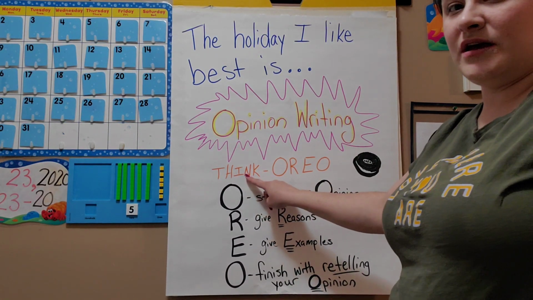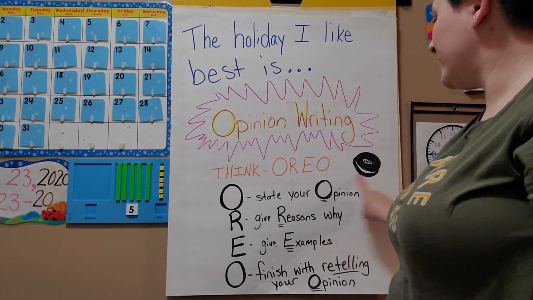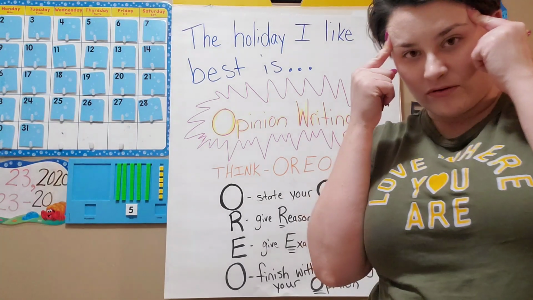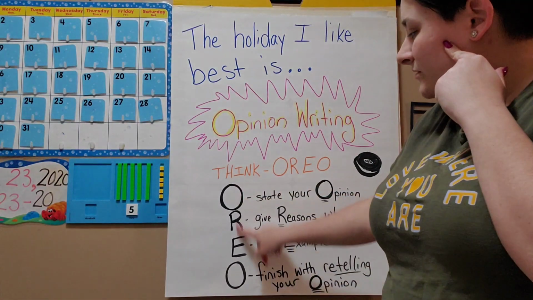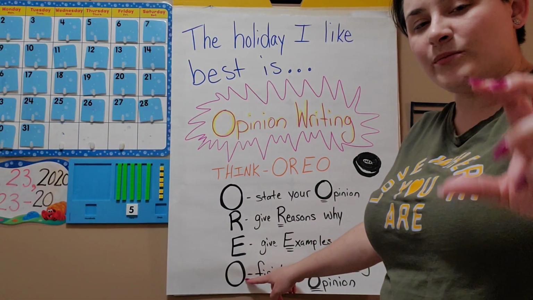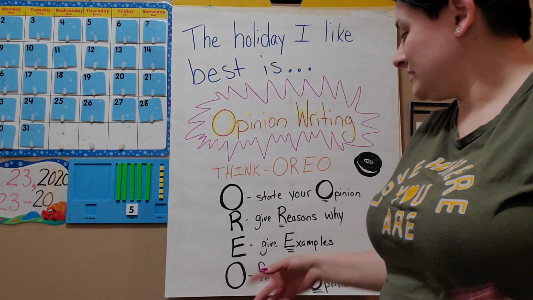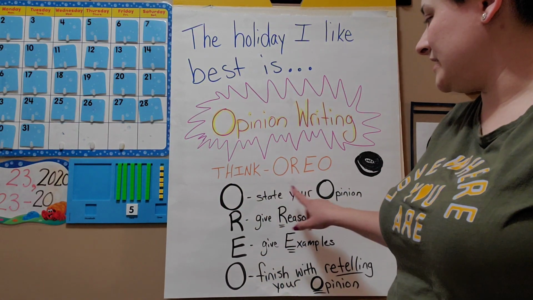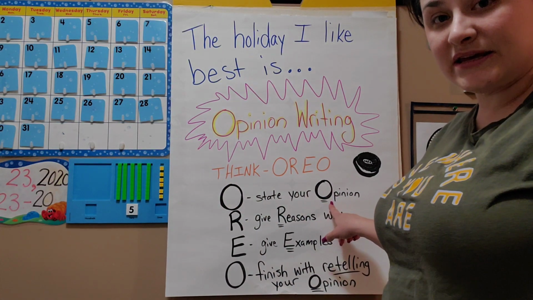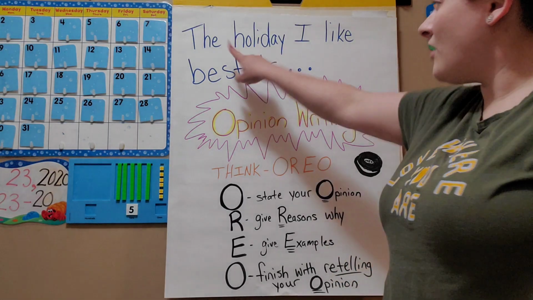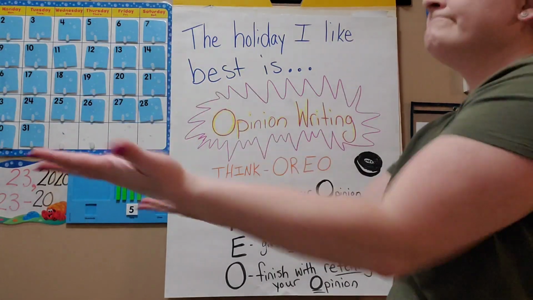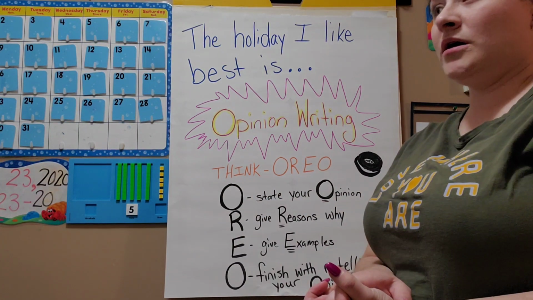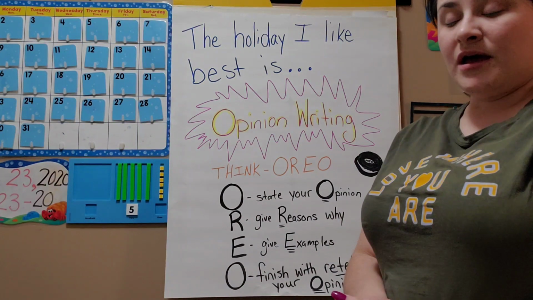I want you to think of the cookie Oreo. I try my best to draw one here. Think of Oreos, cookies and milk, okay? The reason why I want you to think Oreo is this is going to help give you your sentences. Your first sentence is the O in Oreo. State your opinion. So tell me, the holiday I like best is the 4th of July or Christmas or Easter, okay?